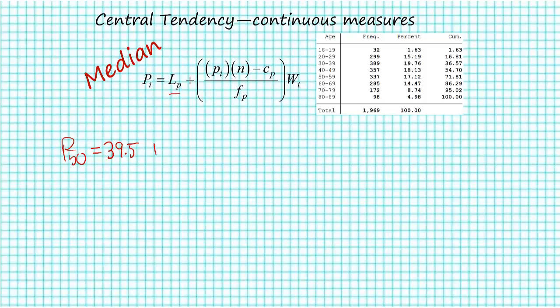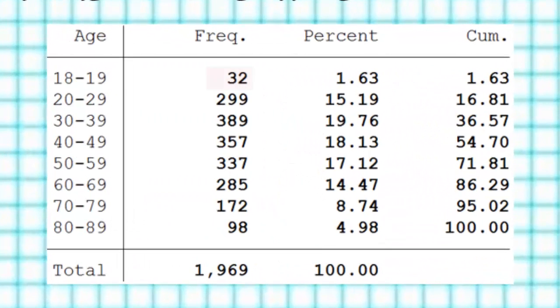And I'm going to add to this the remainder. Now, p sub i is the percentile we're interested in expressed as a fraction. So I'm going to list that as 0.5, and it's multiplied by n, or the total number of cases, which I'm reading off the table is 1,969. And I'm going to subtract from that C sub p, which is the cumulative frequency up to the interval, but not containing the interval that has the median in it.